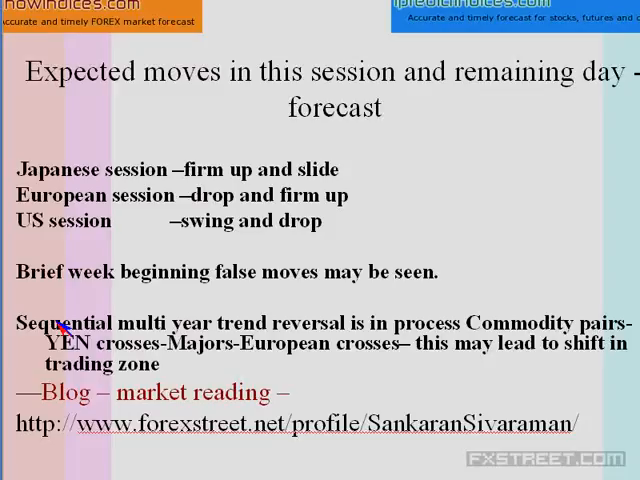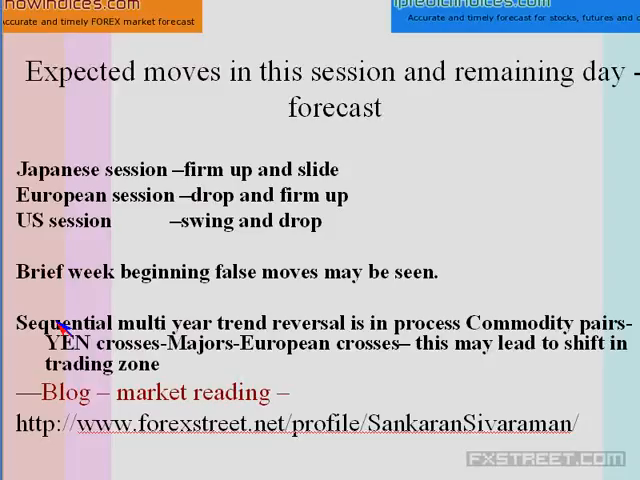Then in the European session, a drop and firm up towards the close of the European session could be seen. Then swing and drop moves are expected. It depends upon the volume. If the volume is relatively high, then the drop could happen. Otherwise, it might be a subdued slide.